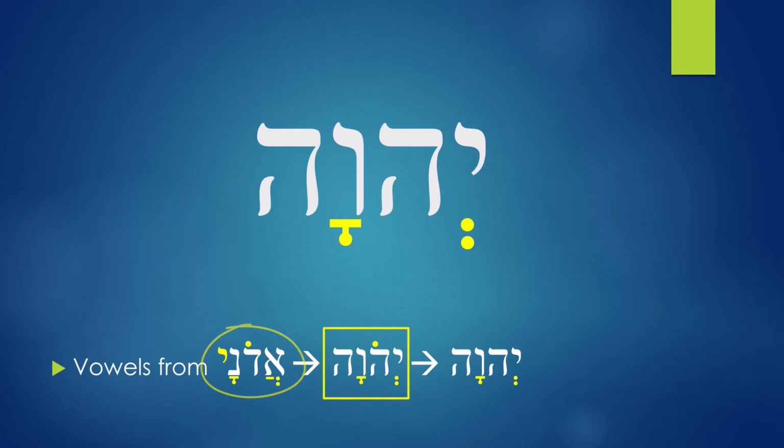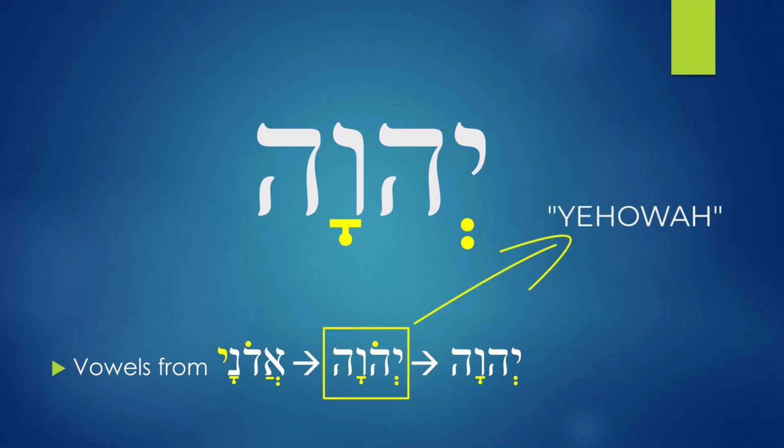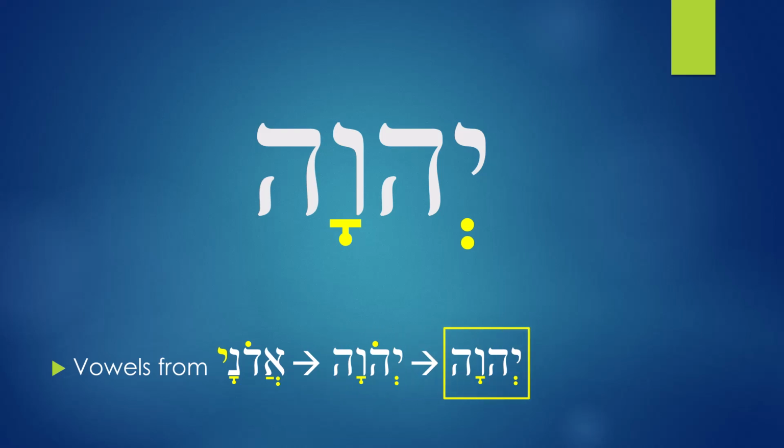Now what happens when you put those vowels on the consonants Yod Hei, Waw Hei? You would get something like Yehovah, or as some call it, Jehovah. That's actually where the word Jehovah comes from: Adonai's vowels. But Hebrew doesn't allow all those vowels to stay that way. And so the holem drops and other vowels change, and in the end we have this form that is on the screen.